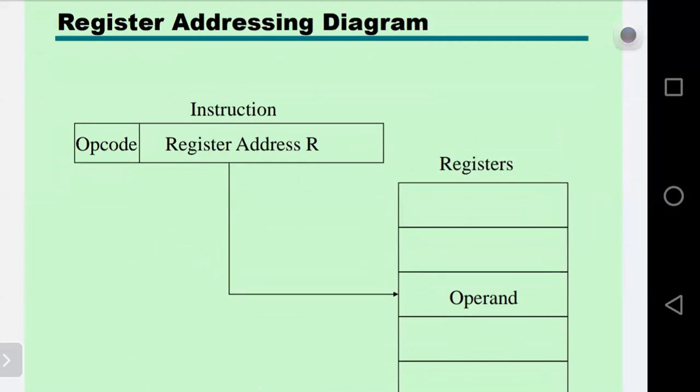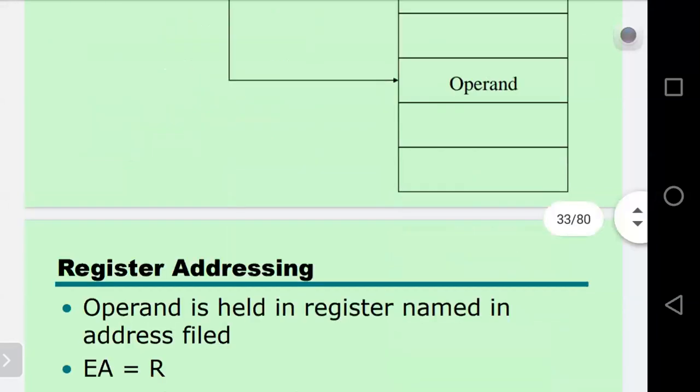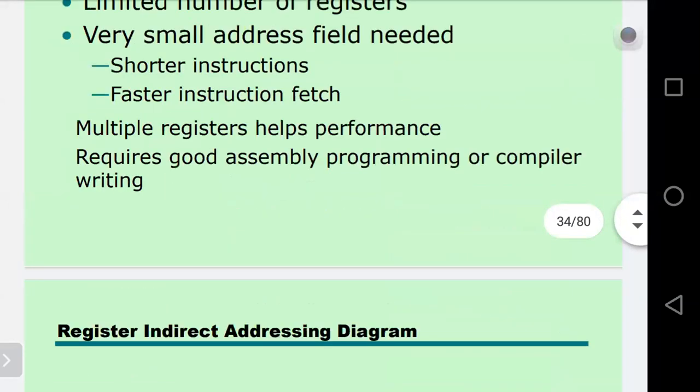Because here, it is not referring to the memory. It is referring to the register. So that's why it is register addressing. Similarly, the register indirect addressing.